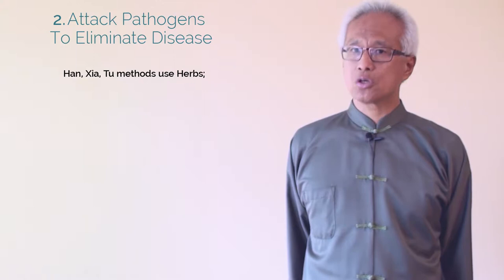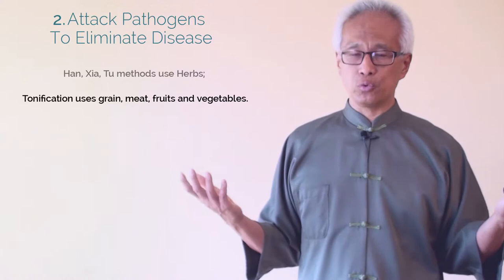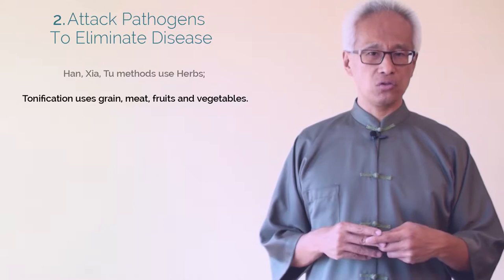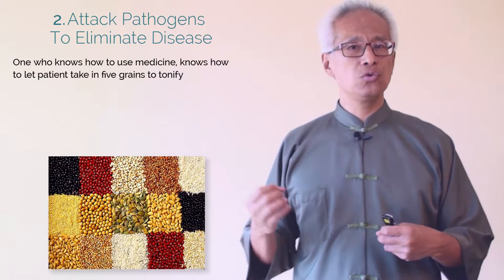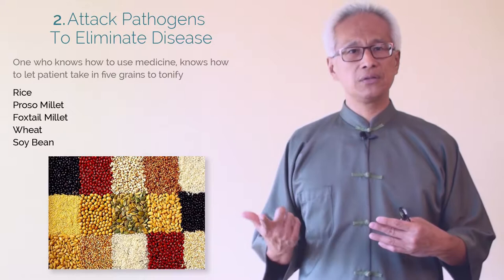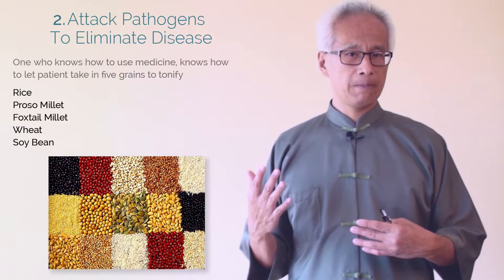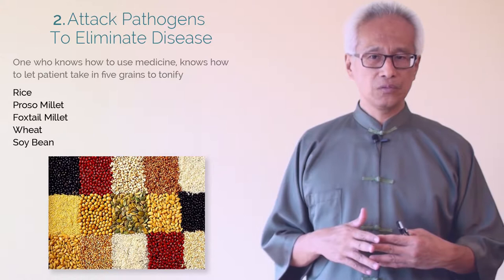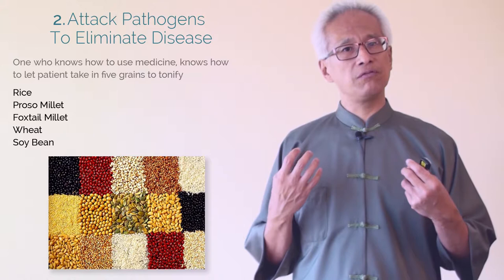We should use herbs, but when we tonify our body, we should use food, such as grains, meats, fruits, and vegetables. And he further says, one who knows how to use medicine knows how to have the patient take in five grains to tonify. And these five grains are rice, proso millet, foxtail millet, wheat, and soybean. This is at least the major staple of Chinese culture at that time. So he believed if you're going to nourish somebody, use grains. Grains should be fundamental. Grains will help get the body's function back.